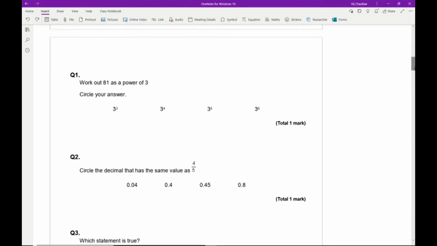So in terms of question 1, the question is asking us to work out 81 as a power of 3, and we've got to circle our correct answer. Now for this, if we've got access to a calculator, all we need to use is our power button and actually just type in 3 cubed, 3 to the power of 4, 3 to the power of 5 and 3 to the power of 6 on our calculator and see which one of those gives us an answer of 81.